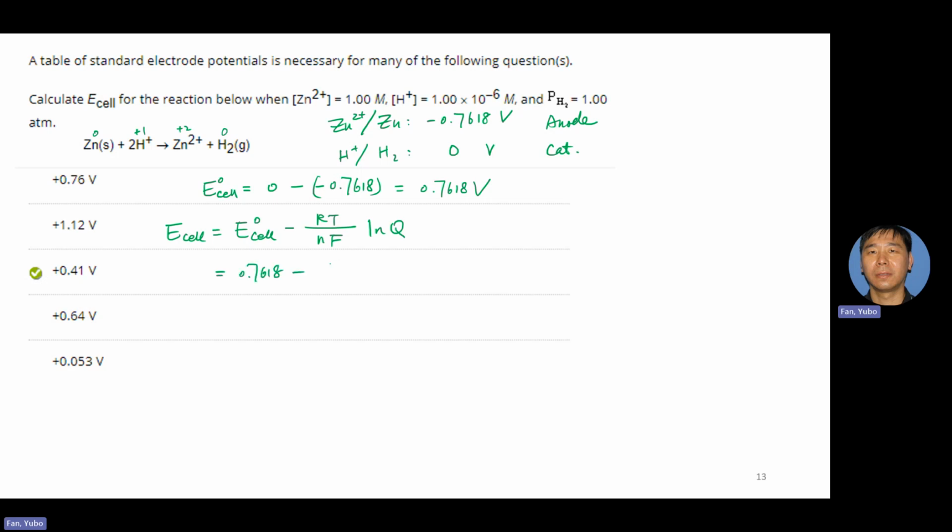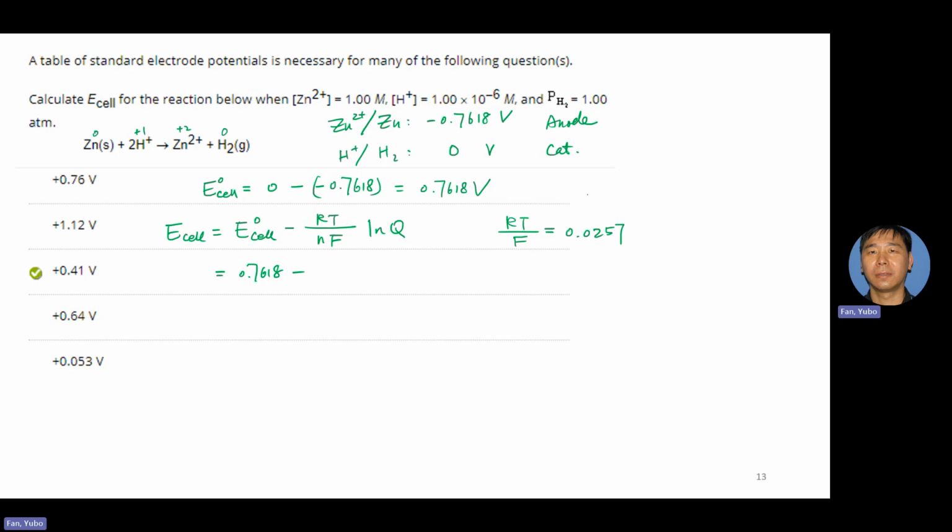So we plug in the values, 0.7618 minus RT divided by n. Actually, RT over F can be calculated first, so we use it a lot. In the textbook, we have a value for it. Because all of them are constants, if the temperature is room temperature, it equals 0.0257, okay. This value, yeah, this is correct.